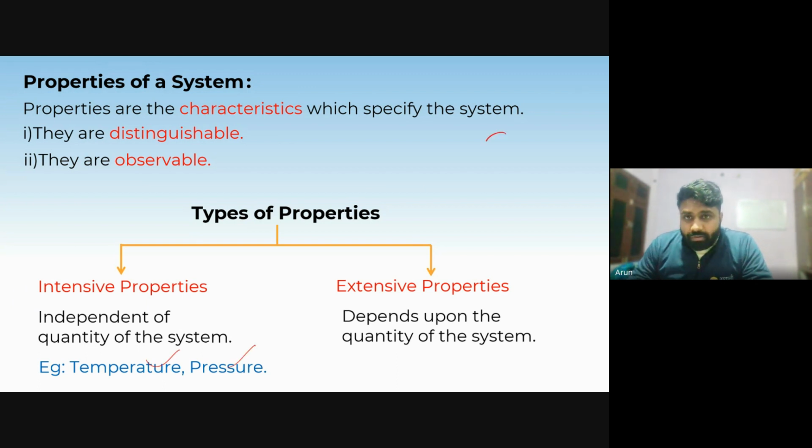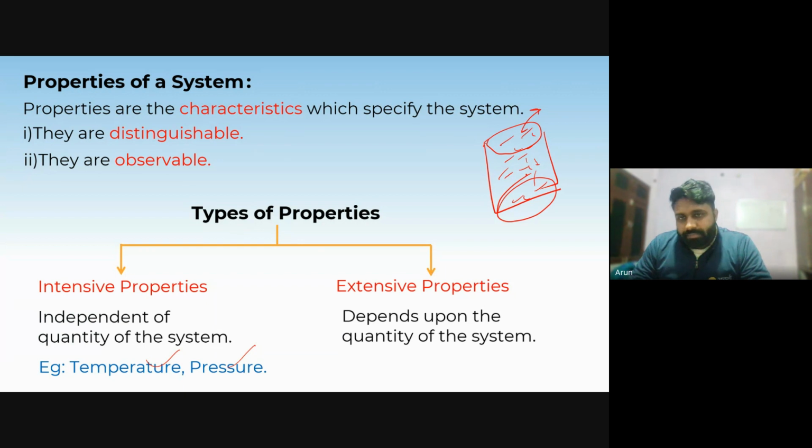Because if you consider a jar, let's say, and I have placed a partition in it. Initially, let's say this system is filled with hot water. This water has a certain temperature, or let's say density. Density of the water here is 1000 kilogram per meter cube. Now, if I put a partition in between, here I have put a partition, so I have just half of it and half of it.